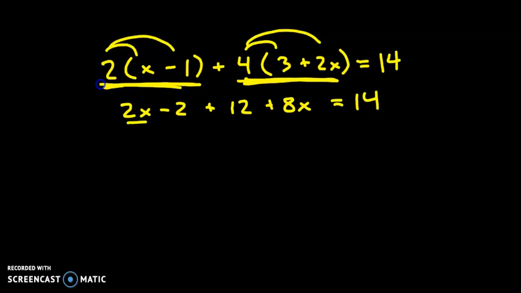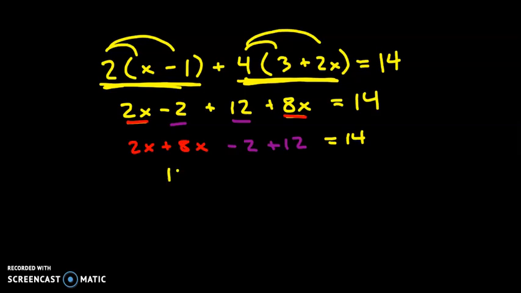I notice that I've got 2 terms that have an x, and I have 2 terms with just a constant, a number. So I've got 2 sets of like terms I want to combine. I'm going to start by, let's go red here, combining 2x and 8x. So it's a positive 2x plus 8x. I'm going to add those together, and then we also have a negative 2 plus 12. And that's all equal to 14.